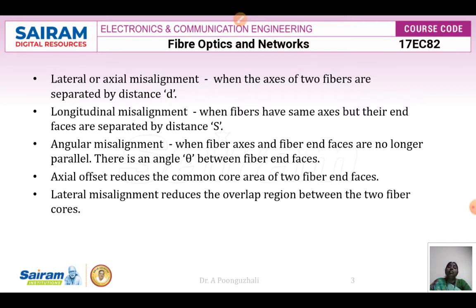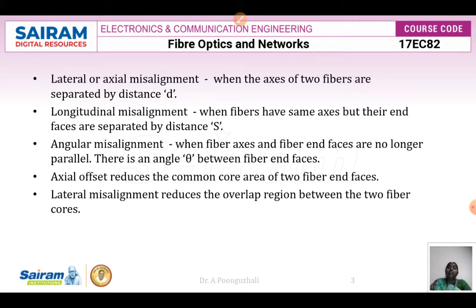fibers are separated by a distance d, then we call it lateral or axial misalignment. Longitudinal misalignment is when the fibers have the same axis but the end faces are separated by a distance s. That is, when the two end faces are separated by a distance s, we call that longitudinal misalignment. The third one is your angular misalignment. Angular misalignment is when the fiber axis and the fiber end faces are no longer parallel. So when it is not parallel, there is an angle theta between the fiber and the axis.